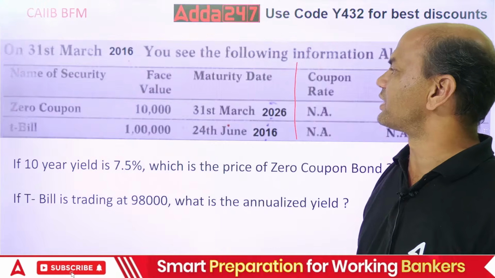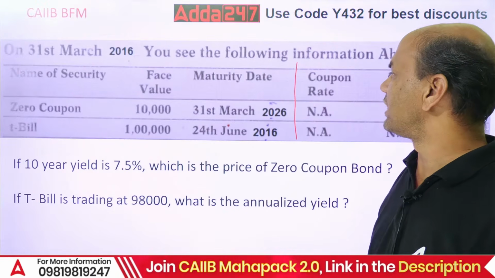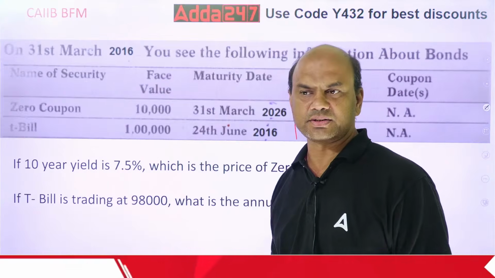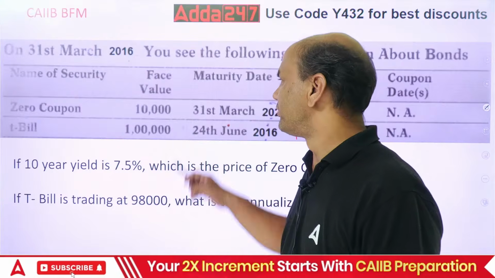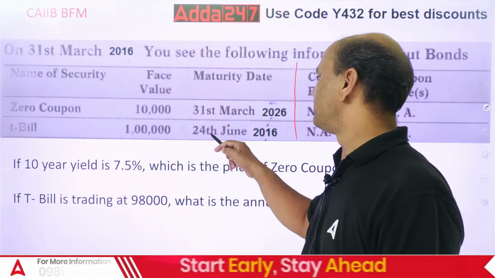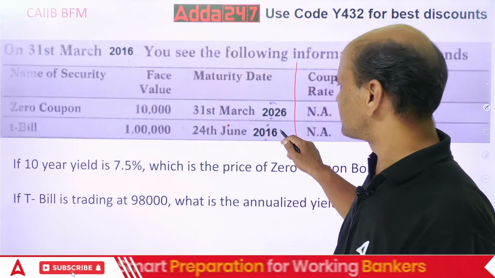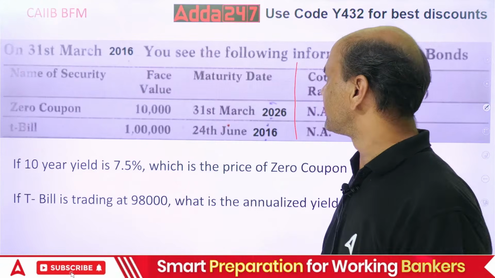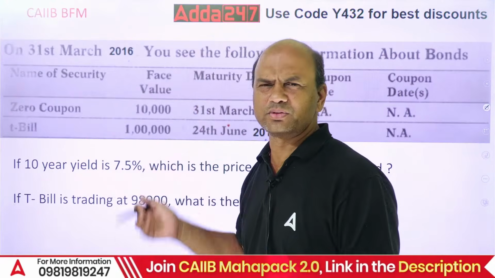So, name of the security: zero coupon. Face value 10,000. Maturity date 31st March 2026. Second one, T-bill. Face value 1 lakh and maturity 24 June 2016. 16 or 26? 16. Okay? Yeah, March and June. Correct. T-bill is for 3 months only.